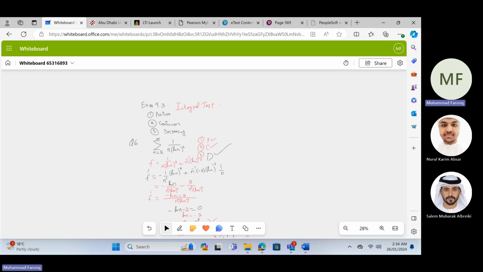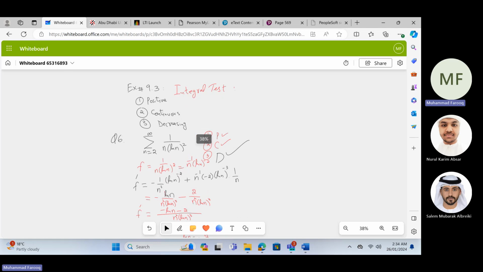Now start the integration. Integration is easy. It's not difficult, please. Okay, start now, we have time. Now look here. How to integrate? This sigma changes to what? The integral sign. Integrate from where to where? From 2 to positive infinity. And because we are using n, not x, it is dn divided by n times (ln n) squared.